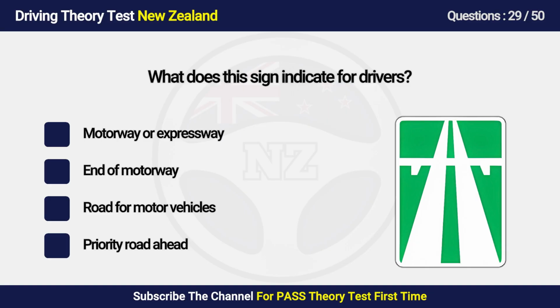A. Motorway or expressway. B. End of motorway. C. Road for motor vehicles. D. Priority road ahead.